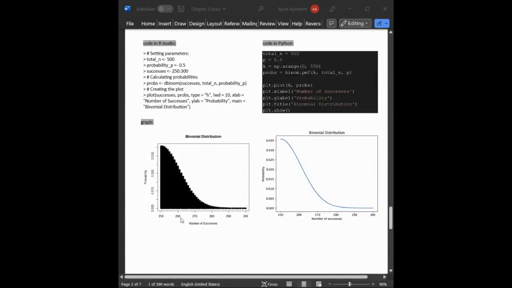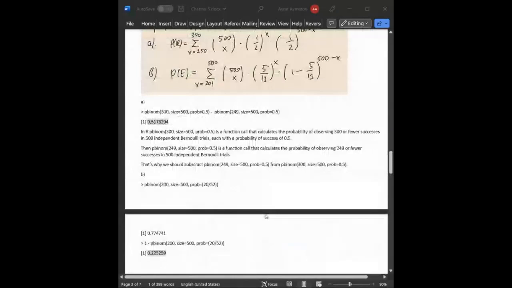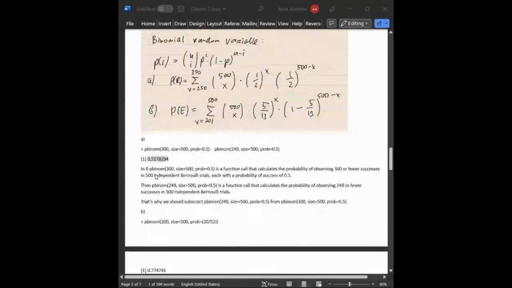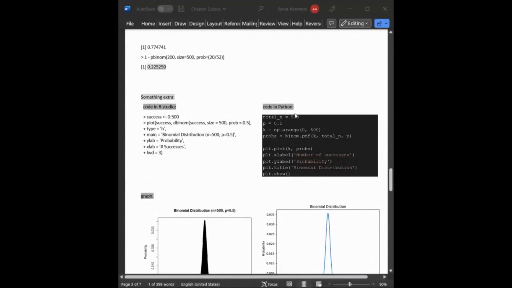That's a part of the graph. Okay, looks nice. And that's the code in RStudio, that's the code in Python.